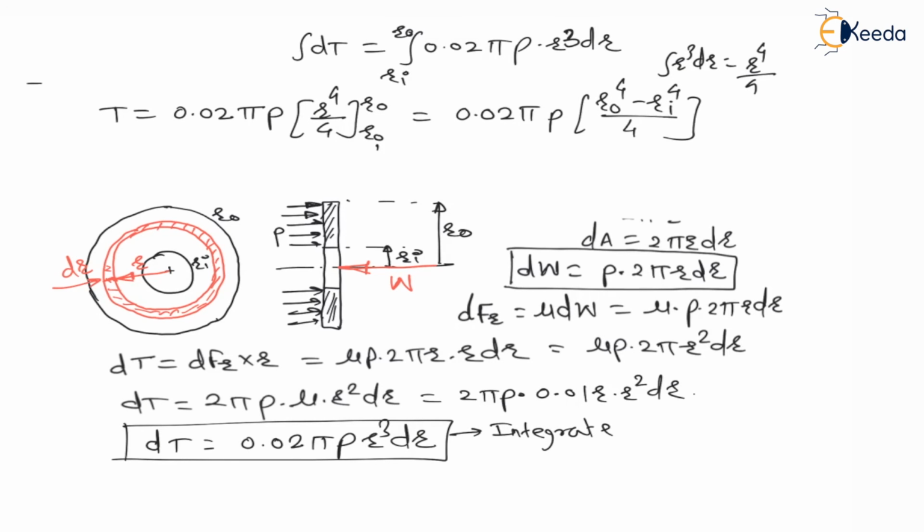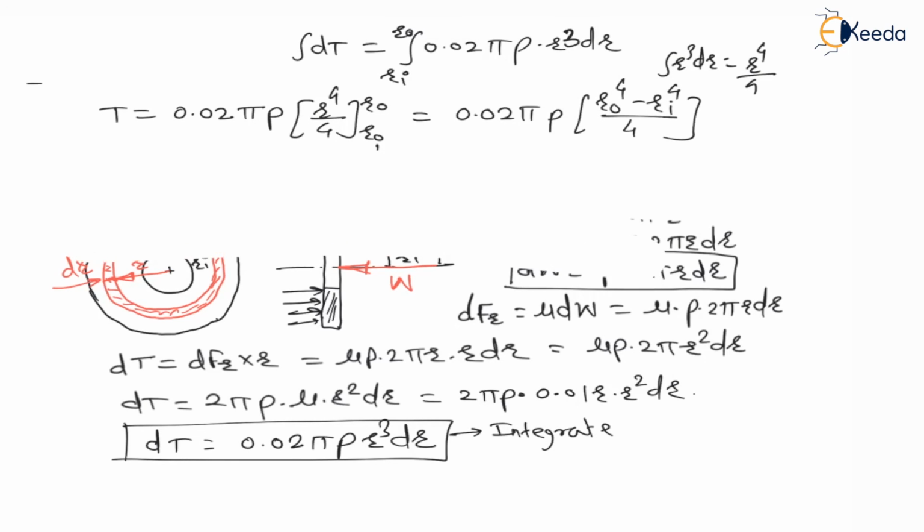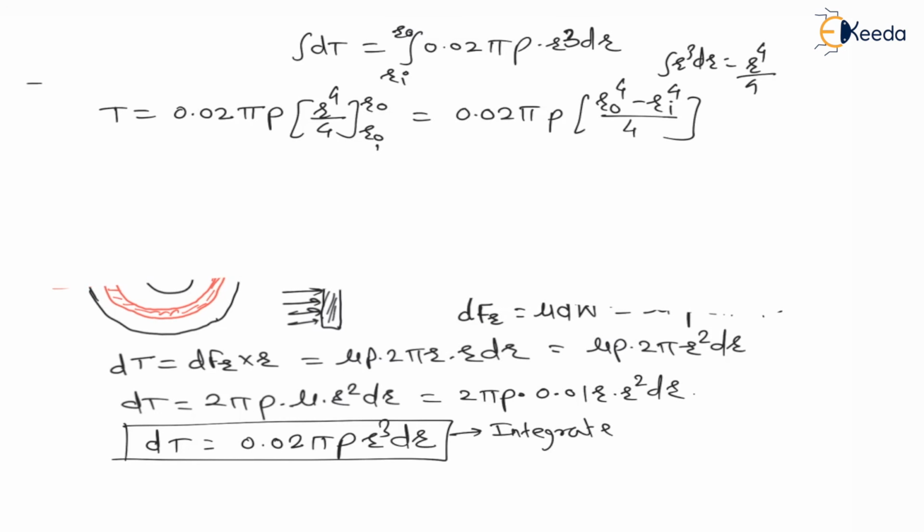Now, in this formula, put the known values, right? The torque is given in the question, which is nothing but 18.85 into 10 to the power 3 Newton mm. So 18.85 into 10 to the power 3 is equal to 0.02 into pi, pressure needs to be calculated, into (outside radius, which is given, 40 to the power 4, minus inside radius, which is given, 20 to the power 4) divided by 4.